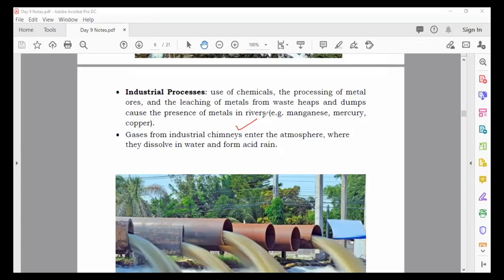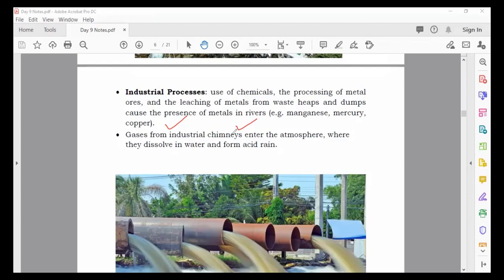can contain some metals also, that is manganese, mercury, copper, and many more. So when they are mixed in natural water, and that water somehow is used for drinking or washing the clothes, then it will cause a lot of diseases and other pollution.